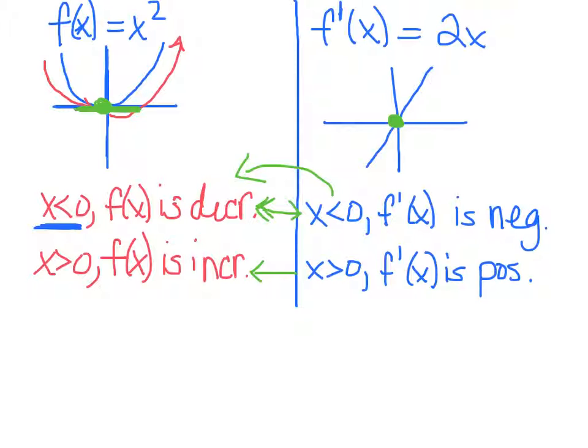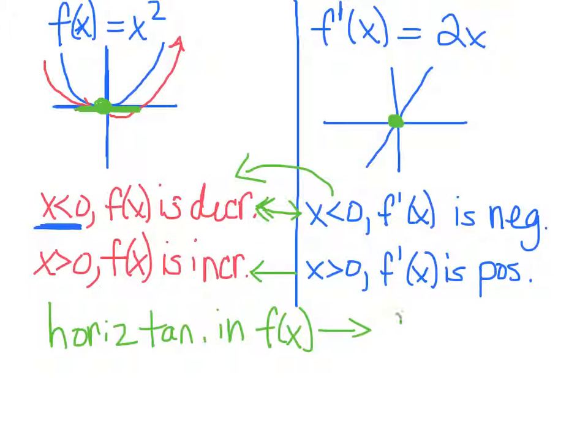So a horizontal tangent, let's write this down. A horizontal tangent in f of x, don't know why my pen's not wanting to work, that means that the derivative will equal 0 at that point. Okay? So a horizontal tangent in the function means the derivative will equal 0 at that point.